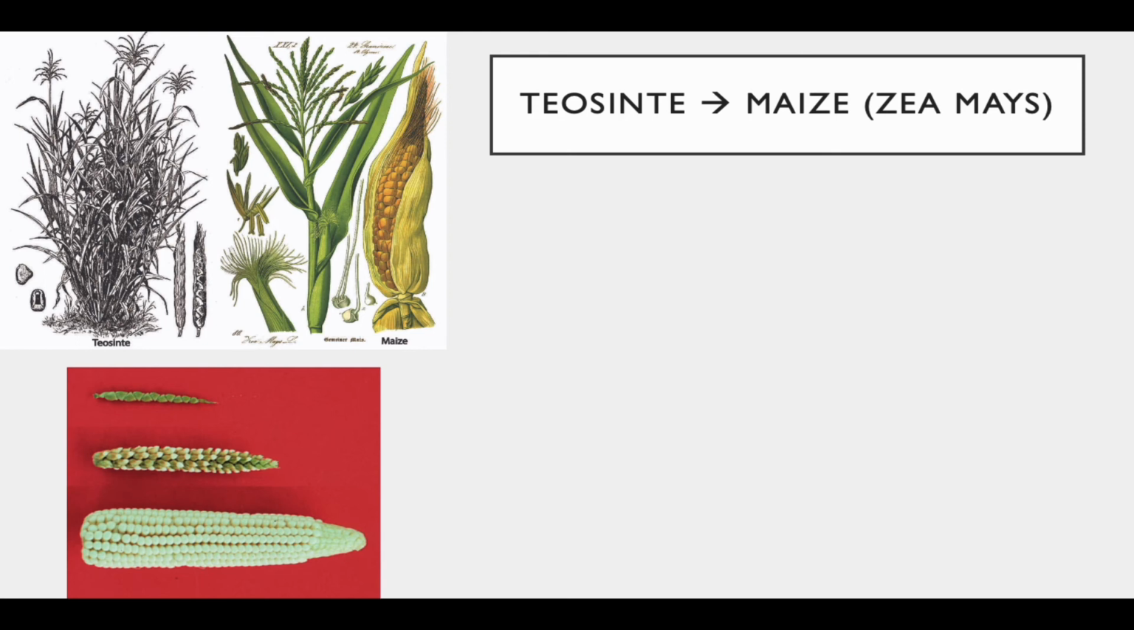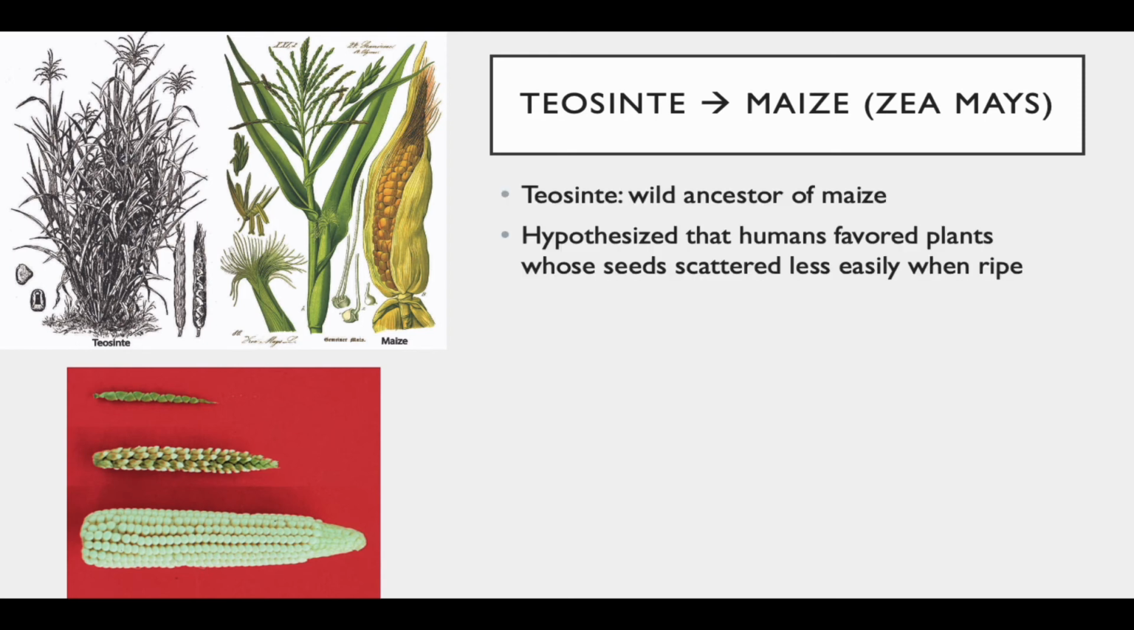Teosinte is probably the most famous example when it comes to domestication here in the New World. That is the wild ancestor of maize. So it's been hypothesized that humans favored plants among this species whose seeds scattered less easily when they were ripe. So instead of the plant being able to self-sow itself, it then started hanging on to the seeds more often. And humans liked that because then they could come collect them, use them to propagate new crops for the future.